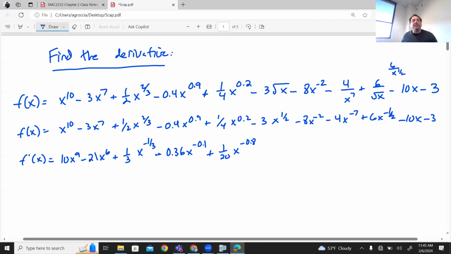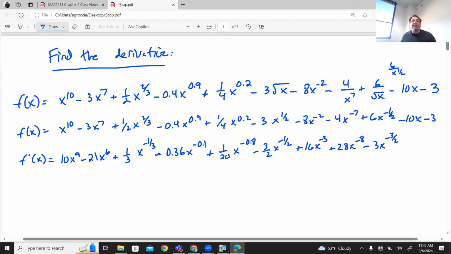Okay, and now that this is all rewritten, this is going to be minus 3/2 x to the negative 1/2 plus 16 x to the negative 3 plus 28 x to the negative 8 minus 3 x to the negative, what is it going to be? Negative 3/2. Again, if you're having problems with fractions and decimals, use the calculator, but hopefully we don't.